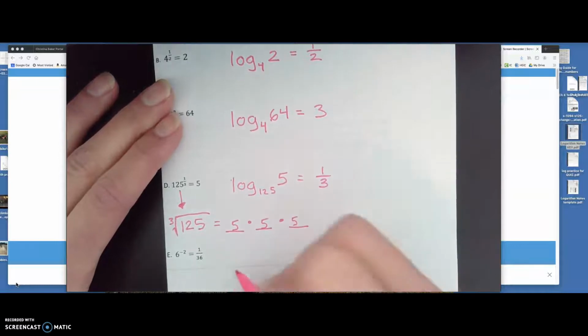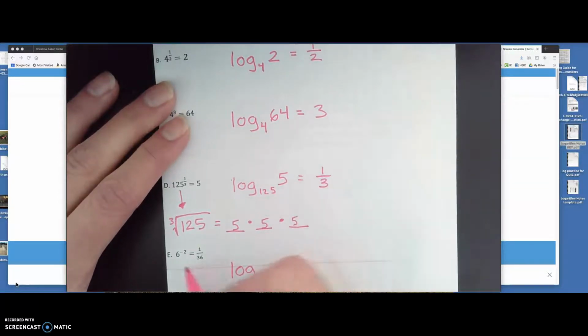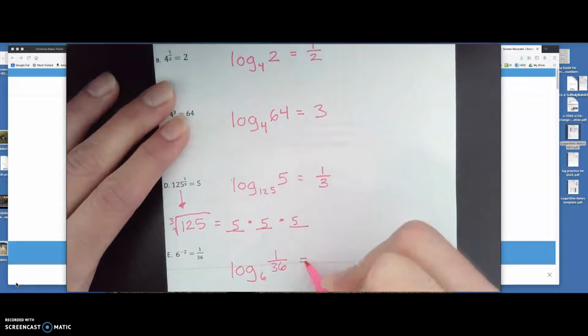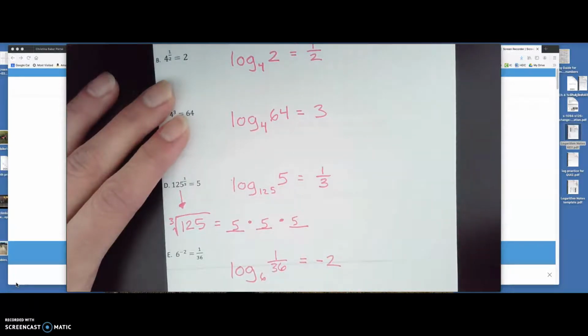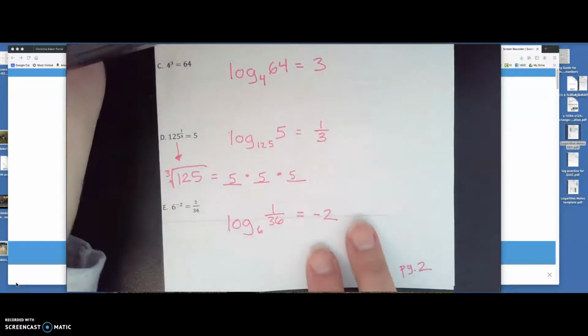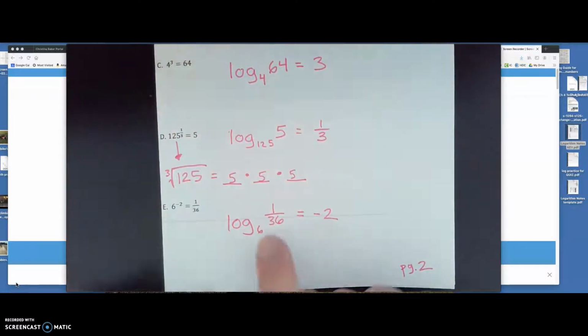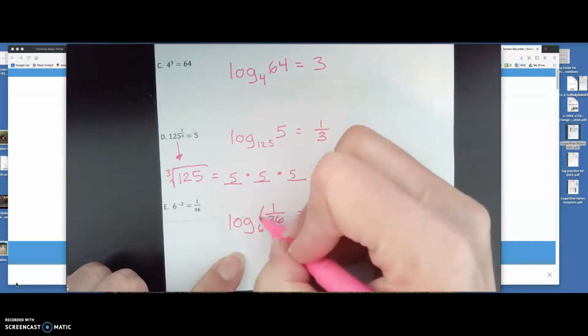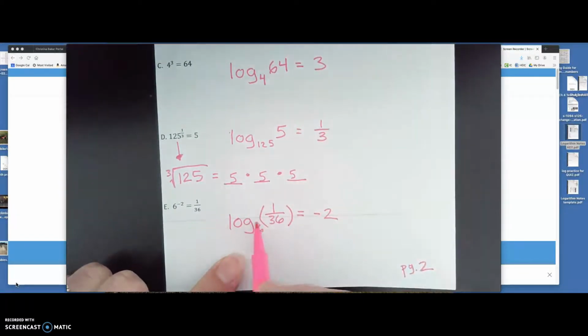Okay, then the last one, log base 6, because that's our base of the exponent, and then of 1/36 equals -2. Very important that you recognize, I have marked people down on a quiz before, that the 1/36 is in line with the word log, whereas the 6 here is below. Okay, so they should be distinguished. Usually that number is also a little smaller.